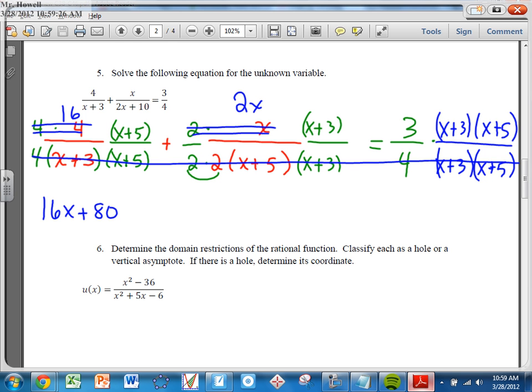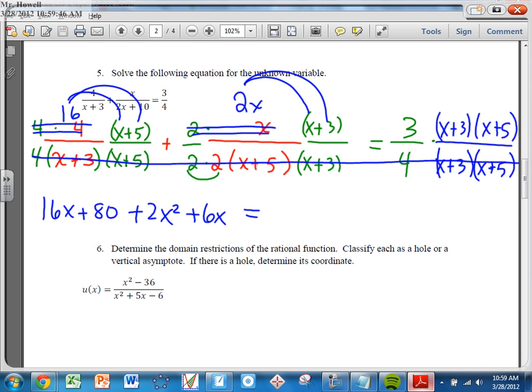2x times x is 2x squared. Hold on, Amber. 2x times 3 is just 6x. Again, how am I doing this? I'm distributing. I'm rewriting it to make it simpler. So what did you just add, the other two? The 3 times x plus 3? Well, that's the next one we have to figure out.